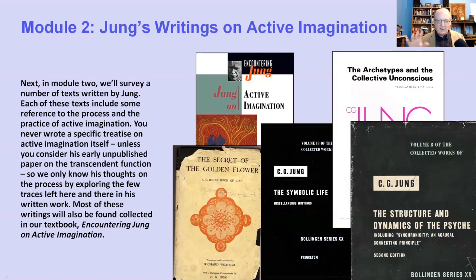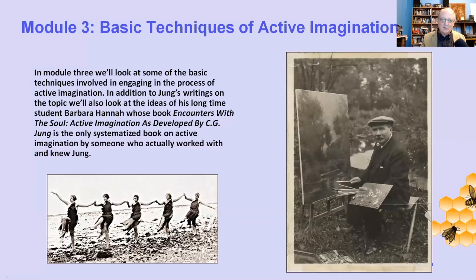Then in module 3, we'll try to do what Jung didn't do, which is to systematize the process and come up with a general idea of general rules: the kind of environment that one works in, the steps that one goes through, regardless of the different type of active imagination we engage in, what elements should probably, at least according to Jung's approach, be there.